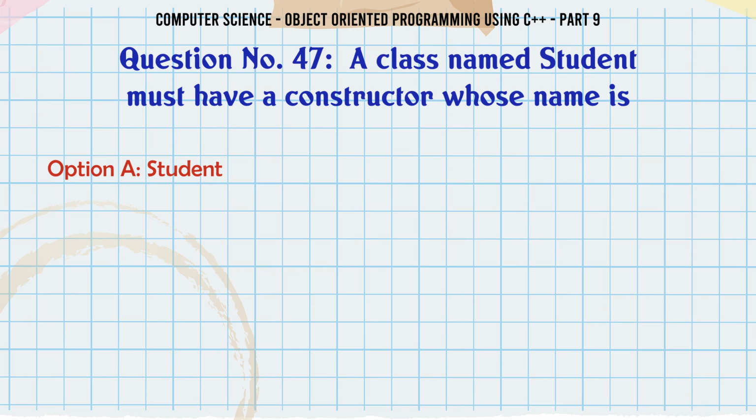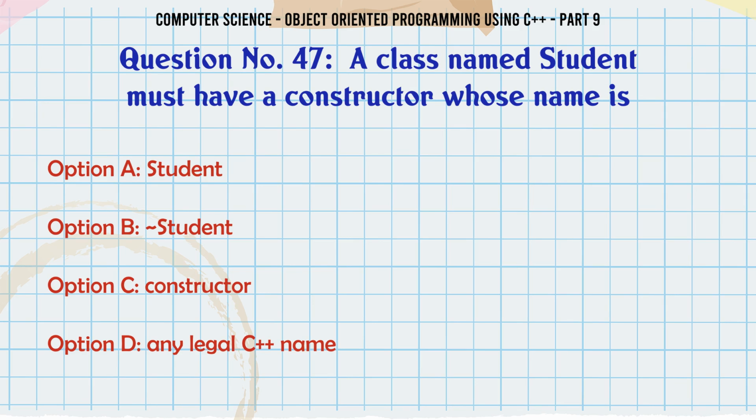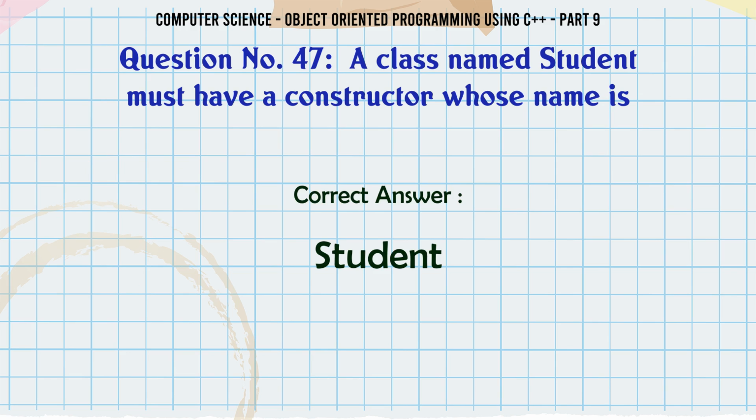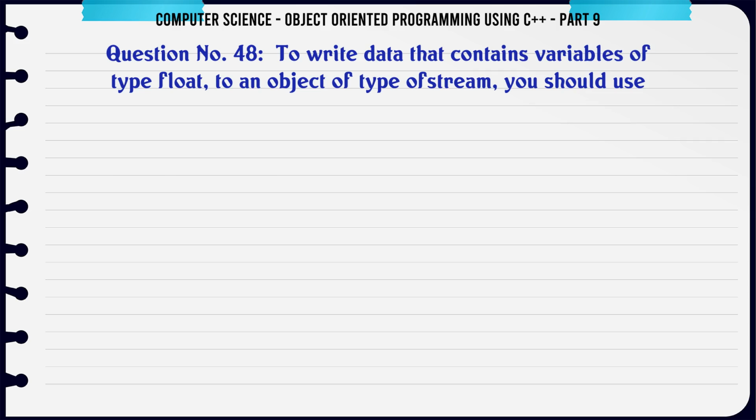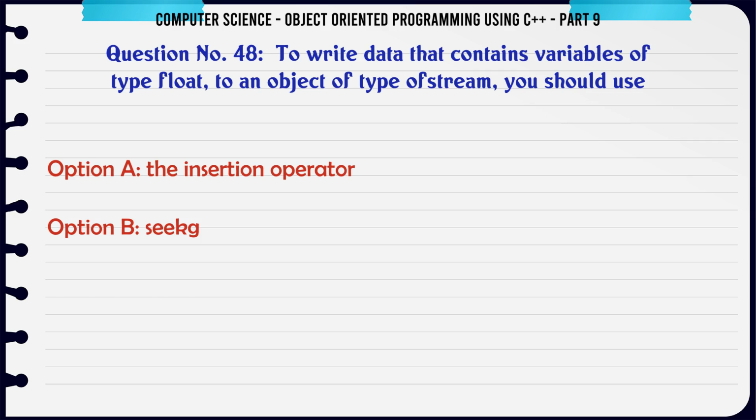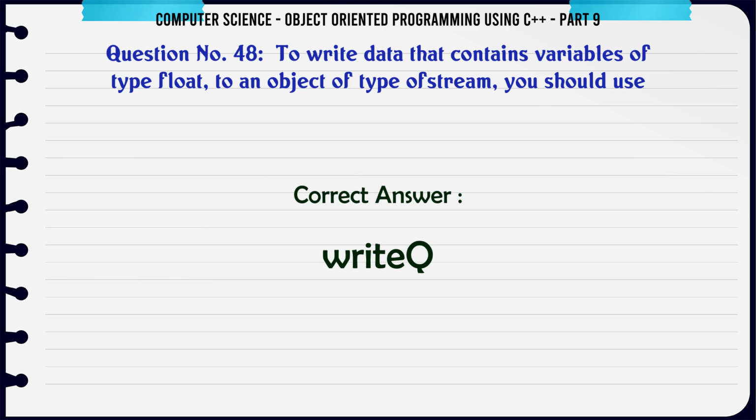A class named student must have a constructor whose name is: A. Student. B. student. C. constructor. D. any legal C++ name. The correct answer is student. To write data that contains variables of type float to an object of type ofstream, you should use: A. the insertion operator. B. seek. C. write(). D. put. The correct answer is write().